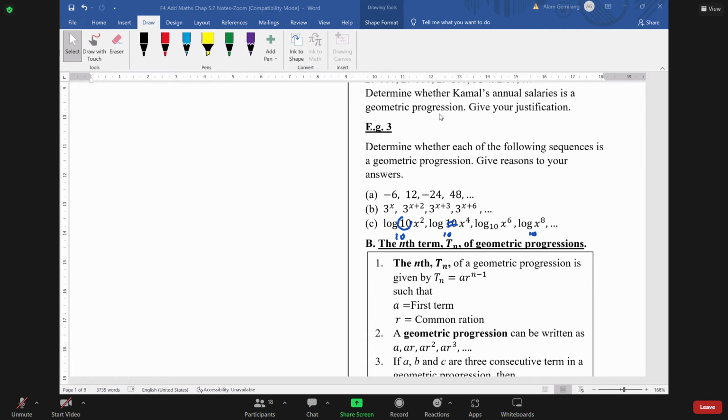Okay, faster. B and C, what's the answer? Yes or no? If yes, then you give me the common ratio. If no, then you don't need to give me the common ratio. There's no common ratio, right?